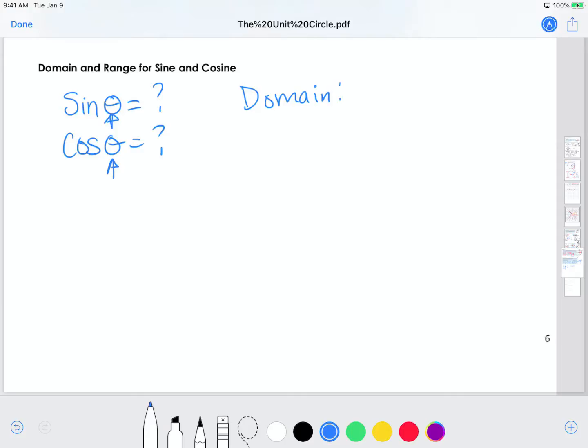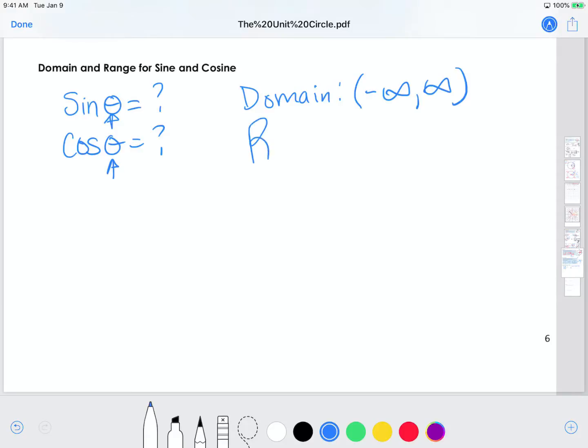I can plug in fractional degrees. I can plug in half a degree. I can plug in the square root of 3 degrees. I don't have any restrictions on the degrees or the radians that I plug in. For sine and cosine, the domain for both of those is going to be minus infinity to infinity. I can plug in anything I want.